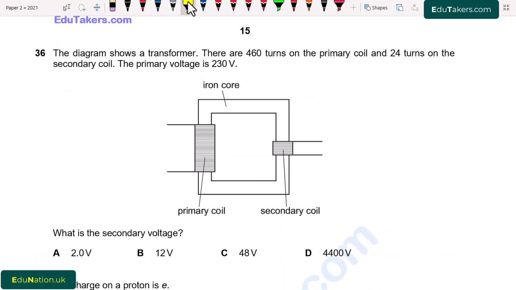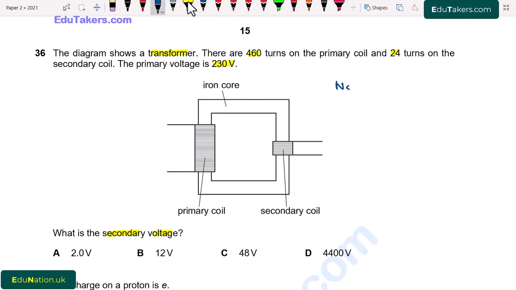Question number 36. The diagram shows a transformer. There are 460 turns on the primary coil and 24 turns on the secondary coil. The primary voltage is 230 volt. What is the secondary voltage? So here we have to find out the value of secondary voltage.